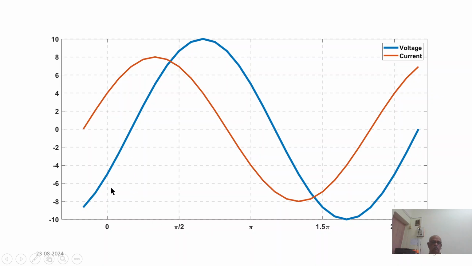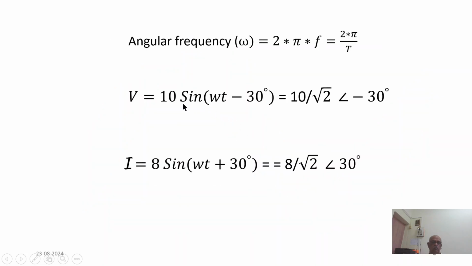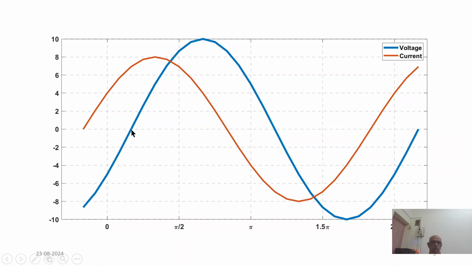We did the measurements and then connected the points to make a graph. What we can see is that this is essentially a sinusoid. So if I express my voltage and currents, let's say I get expressions like this: V equals 10 sin(omega t minus 30) and I equals some value 8 sin(omega t plus 30), where omega is the angular frequency defined by 2 pi f or 2 pi by T, where T is the time period, that is from one rising to the next rising or from one peak to another peak.